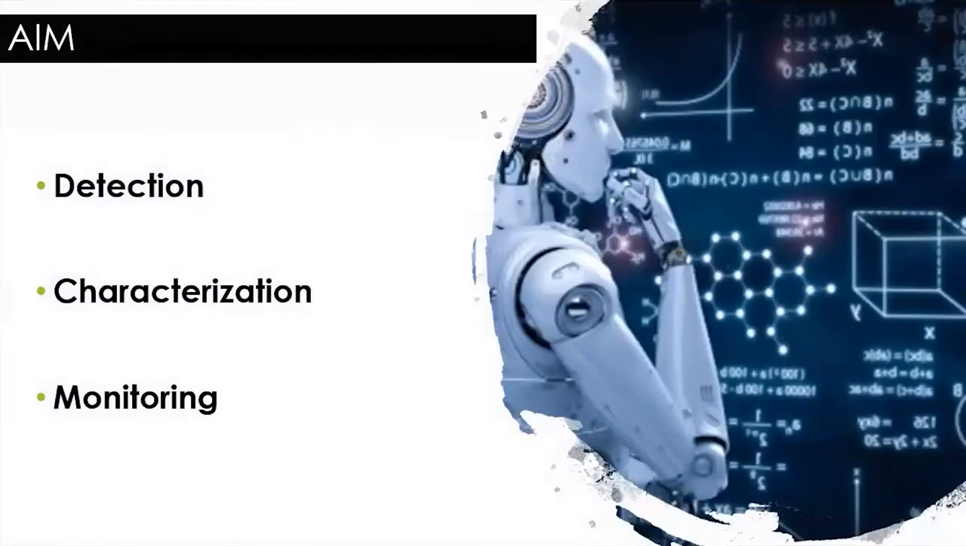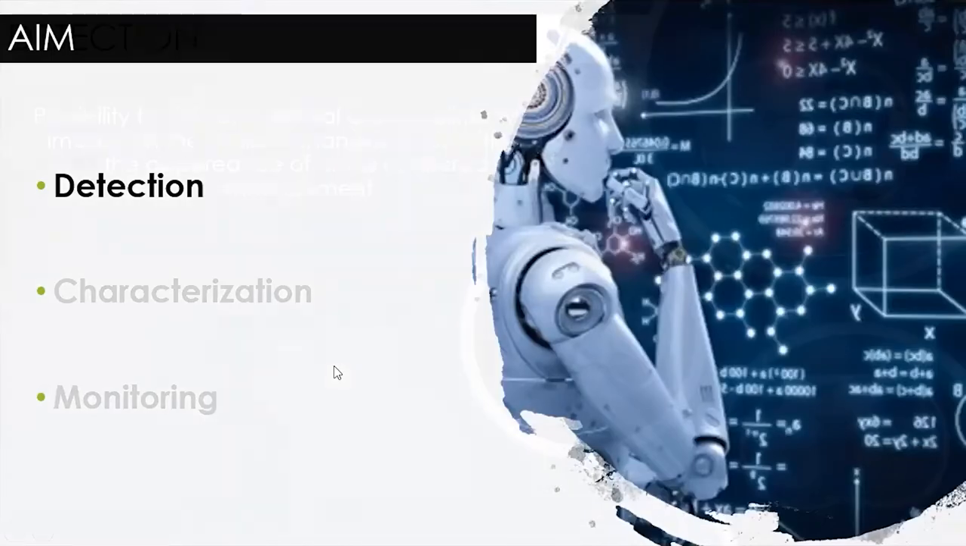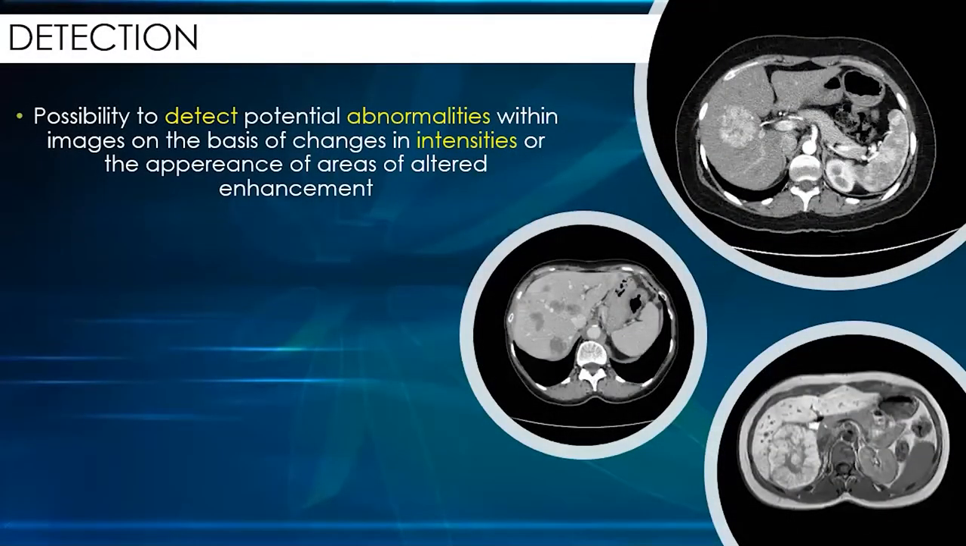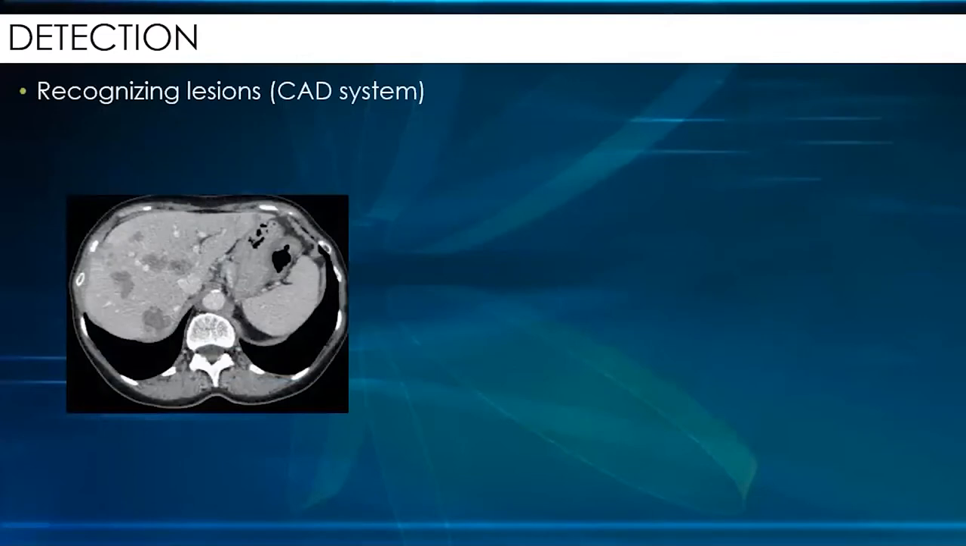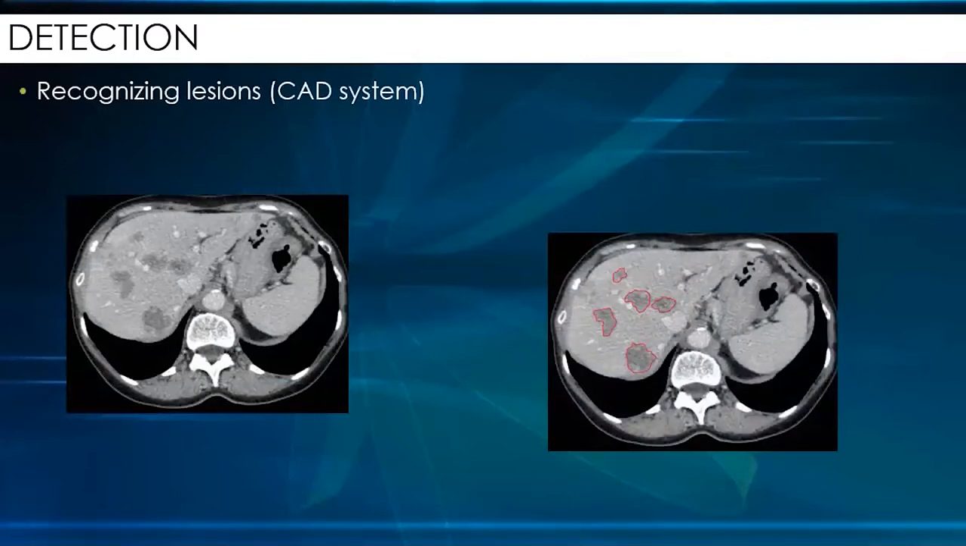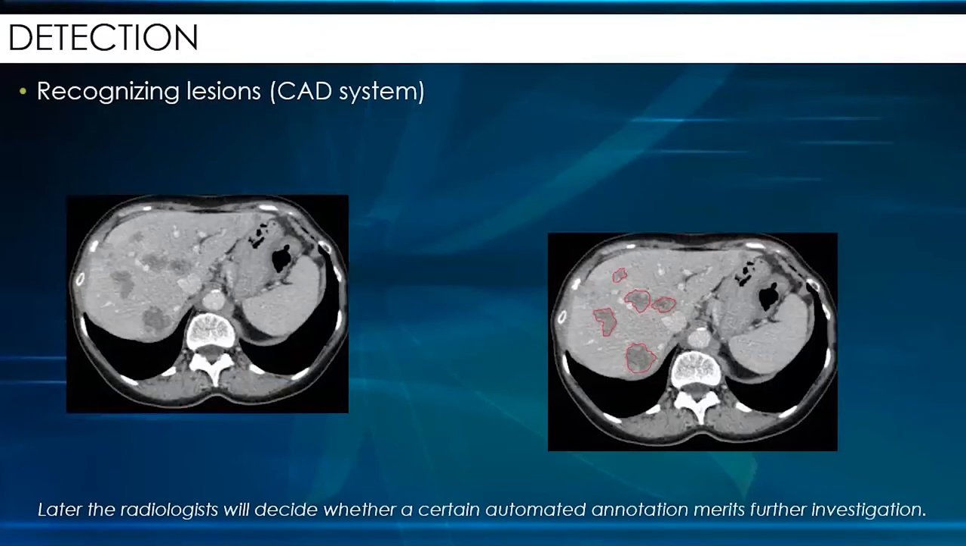Let me show now which are the most important applications of artificial intelligence in liver imaging. They are represented by detection, lesion characterization, and monitoring. Let's start with detection. Detection means the possibility to detect potential abnormalities within our images on the basis of changes of intensities or on the basis of different and altered enhancement compared to surrounding structures. In the most simple definition, artificial intelligence in detection can be compared to a CAD system, computer-aided diagnosis, a system that is able to recognize each different lesion, in this case inside the liver parenchyma. Only later will the radiologist decide if a certain annotation needs further investigation and if the annotations are correct from a radiological point of view.